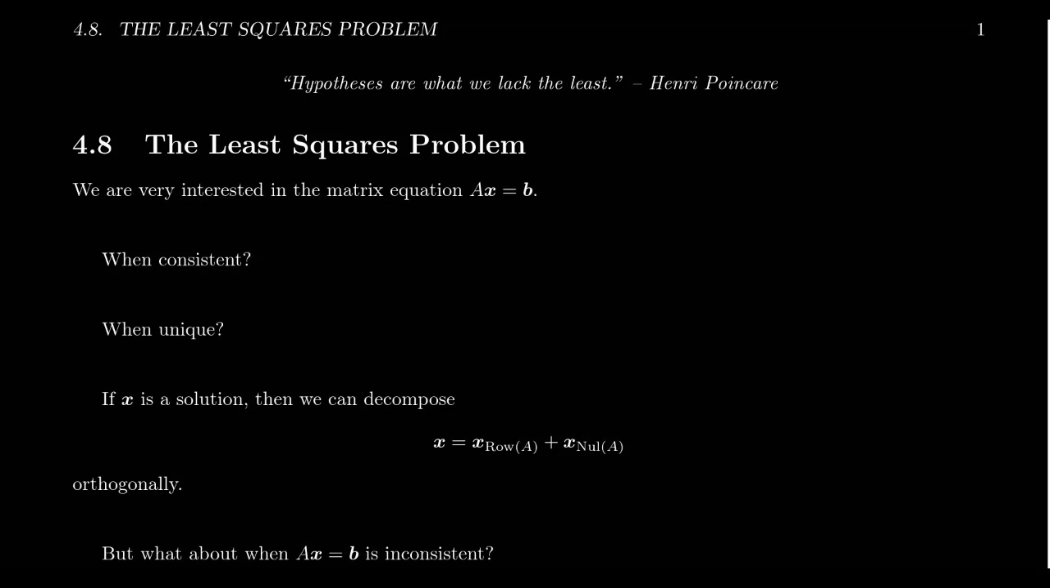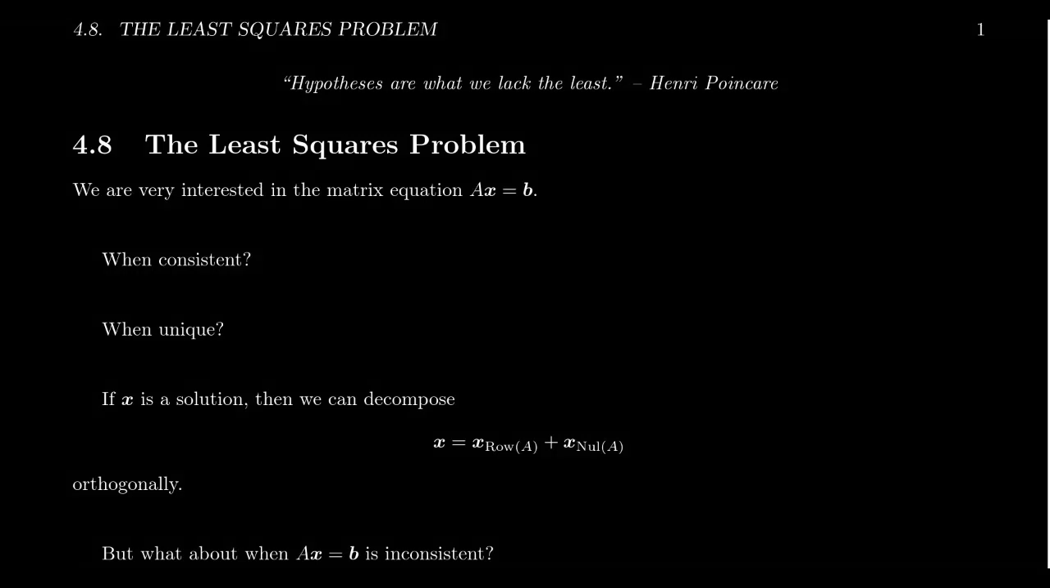We are in the final chapter of Chapter 4 about orthogonality, and particularly we're on Section 4.8, entitled The Least Squares Problem. This section actually makes a really great capstone lecture, I should say, for much of what we've done in this course right here.